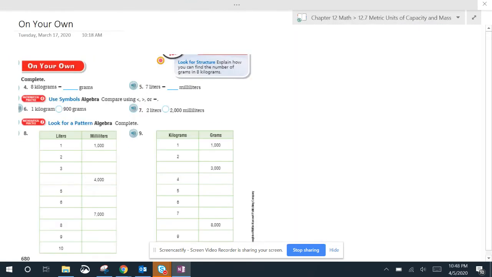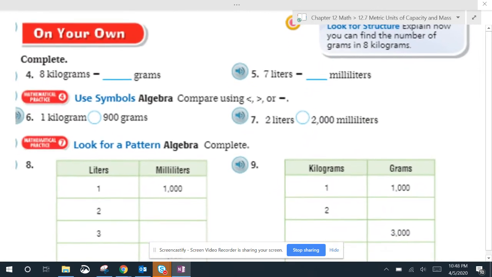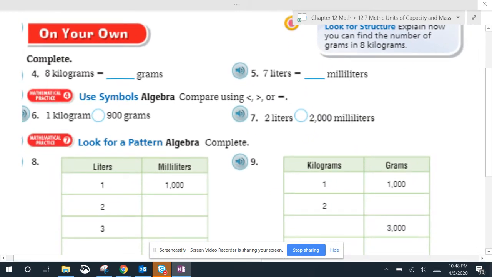Okay, let's look at the on your own. We're going to look at 6 and 7, and then 8 and 9. For number 6, it says algebra. Compare using less than, greater than, or equal to. So I've got 1 kilogram and 900 grams. Well, in order for me to compare those, they need to have the same unit. So I'm going to change them from kilograms to grams.